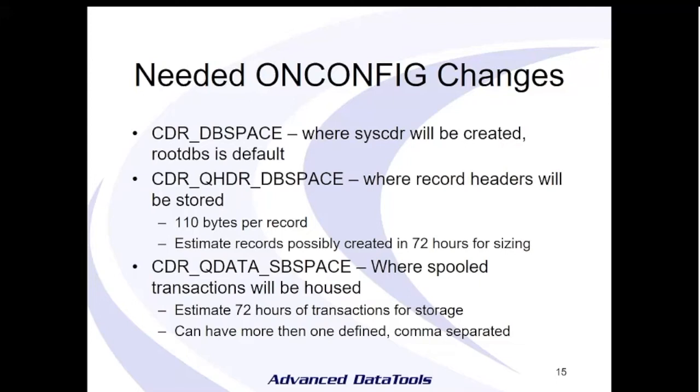If on Friday afternoon the network goes down, something happens, so replicates stop getting sent across the wire and they start backing up. You want to make sure you can get well into Monday before things fill up. This goes for your record header database, your smart blob space that has the actual data information of the transactions, and your logical logs.